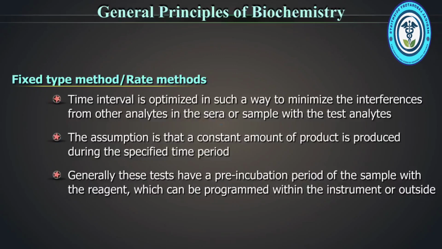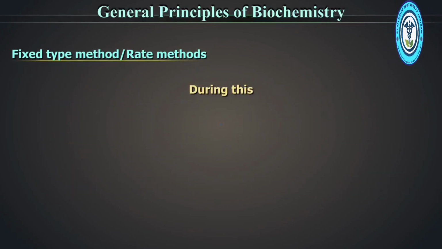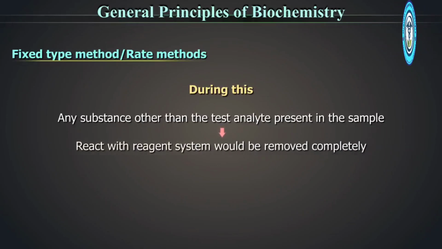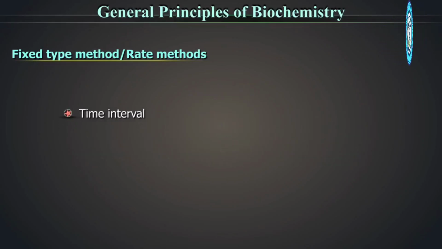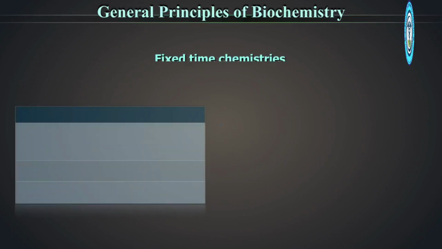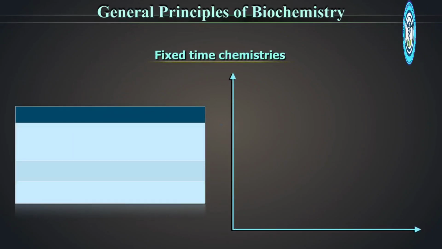Generally, these tests have a pre-incubation period of the sample with the reagent, which can be programmed within the instrument or done outside. It is during this period that any substance other than the test analyte present in the sample which could react and interfere with the reagent system is removed completely. The time interval is standardized and usually fixed to a minute or two to give accurate and precise results for the analyte being estimated. Fixed time chemistries could be of two types.